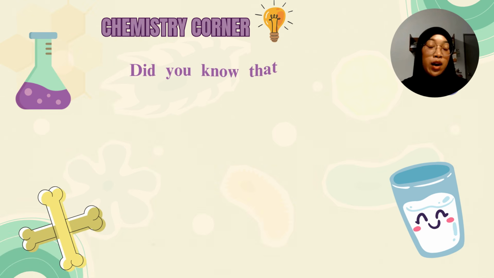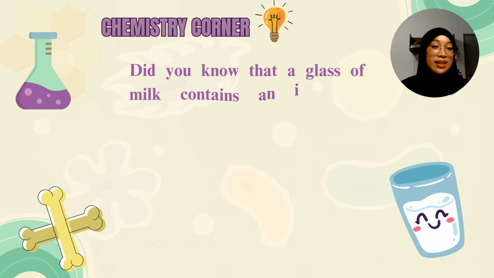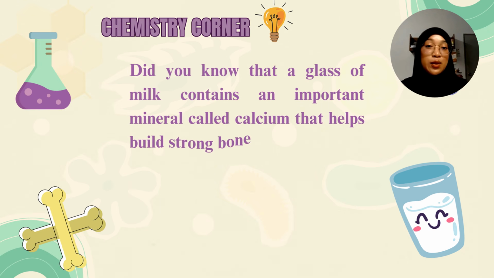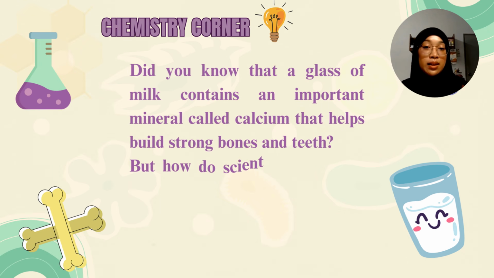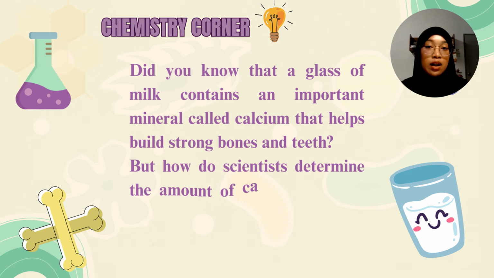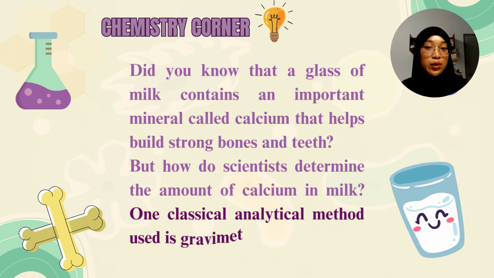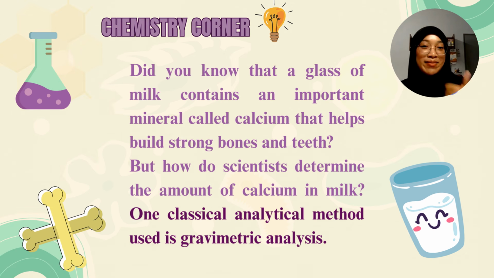Before we start with our presentation, let's take a look at the chemistry corner here. Did you know that a glass of milk contains an important mineral called calcium that helps to build strong bones and also teeth? But how do scientists determine the amount of calcium in milk? One classical analytical method we can use is gravimetric analysis.